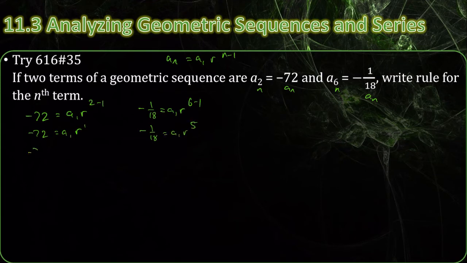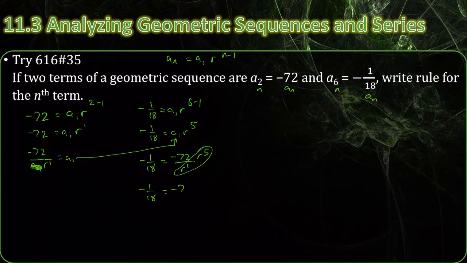All right, take your first one and solve it for R. Sorry, not R, for A1. And substitute. A1 is negative 72 over R to the first. Simplify those. Divide by the negative 72. You get 1 over 1296.